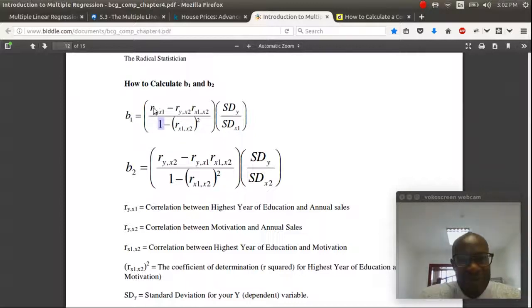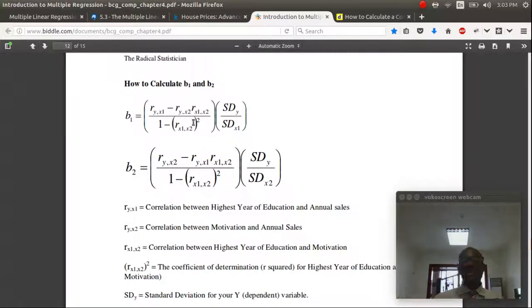In order to get the first one, we need to follow this formula. We take the correlation between our dependent variable and first independent variable, minus the product of the correlation between our dependent variable and second independent variable, and the correlation between our first and second independent variables. We need to divide that by 1 minus the correlation between our two independent variables squared. That's a mouthful, but we're going to take this step by step.